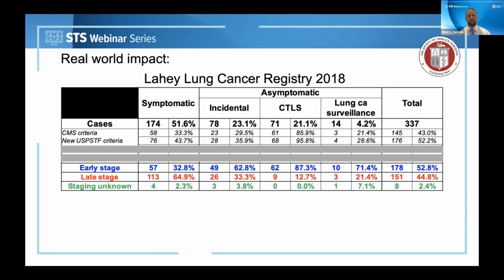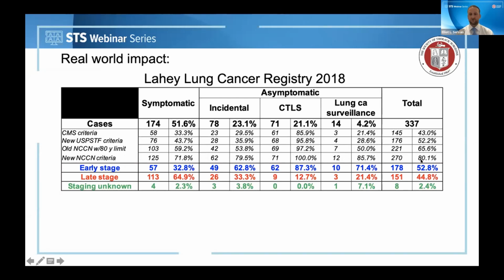If, on the other hand, we apply the new USPSTF criteria that were just released in March, 52.2% of all of these lung cancer patients would have been potentially eligible for screening. But interestingly, if we look at the old NCCN guidelines with an upper age limit of 80, 65.6% of these patients would have been eligible for screening. So it performs better in our cancer registry than the new USPSTF criteria. What about the most recent, the latest NCCN guidelines?